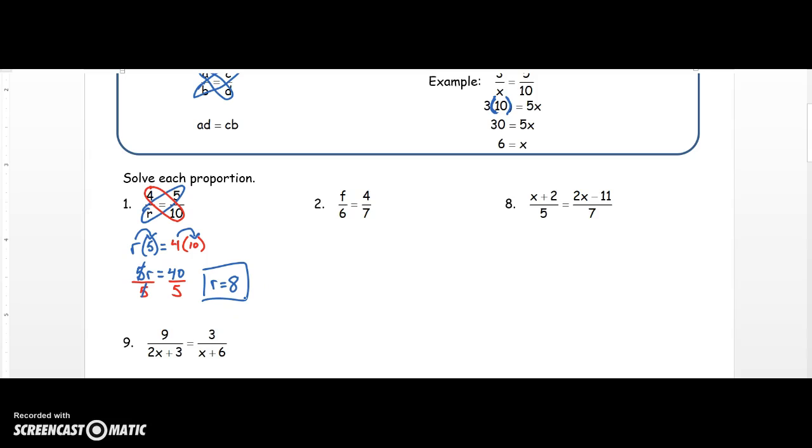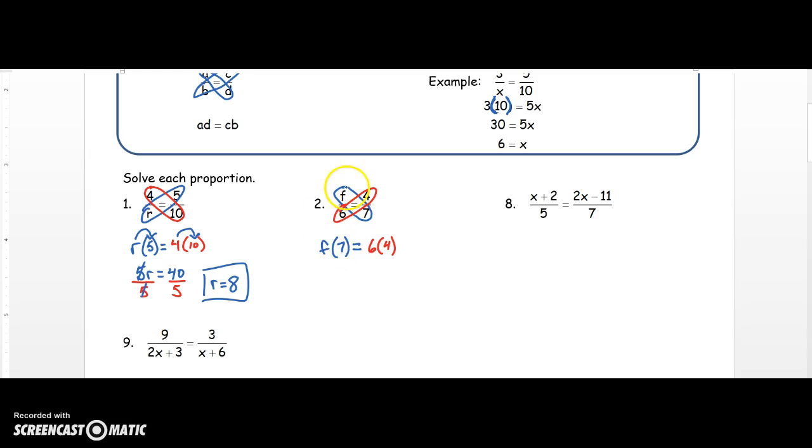Okay, now 1 and 2 are very easy cross-multiplying proportions here. So let's go ahead and take a look at number 2. Okay, does not matter if you start with the top phrase or the bottom phrase, either one is fine. So let's do f times 7 first. So we have f times 7 equals, okay, we're going to set up two sides to the equation. Now you have 6 times 4. Make sure to put the parentheses around one side so we can see our multiplication.